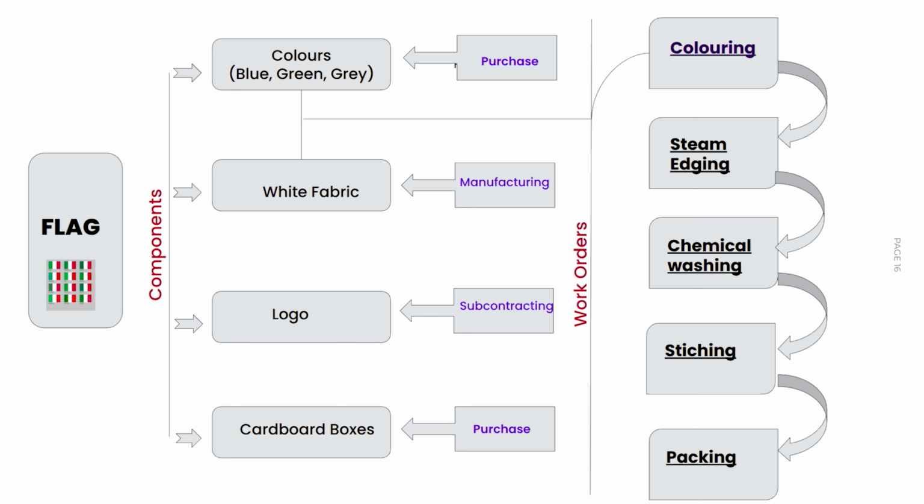Then the third component is logo. Logo printing is an expensive process because the printing machines are too costly. Here the logos are subcontracted. Logo shades and logo templates are the components, and these components will be supplied to the subcontractor.